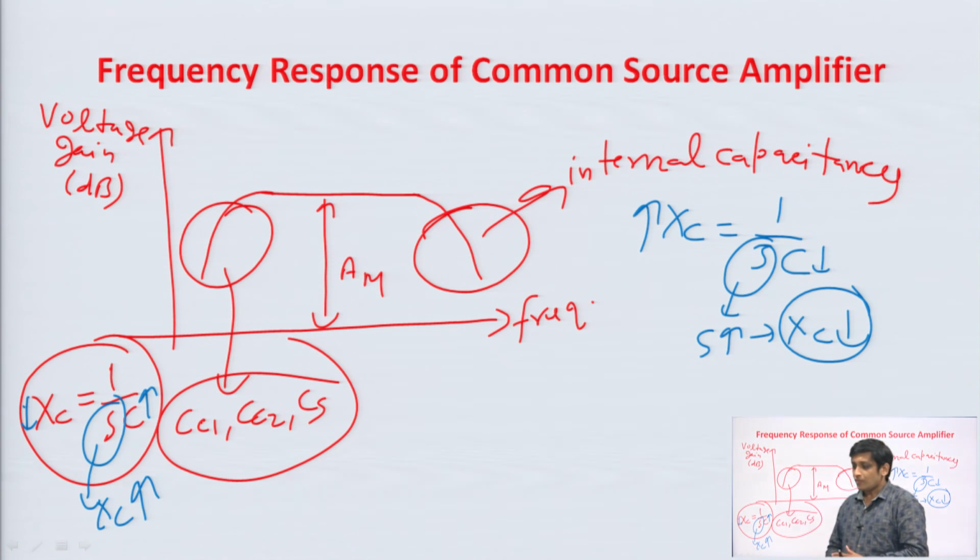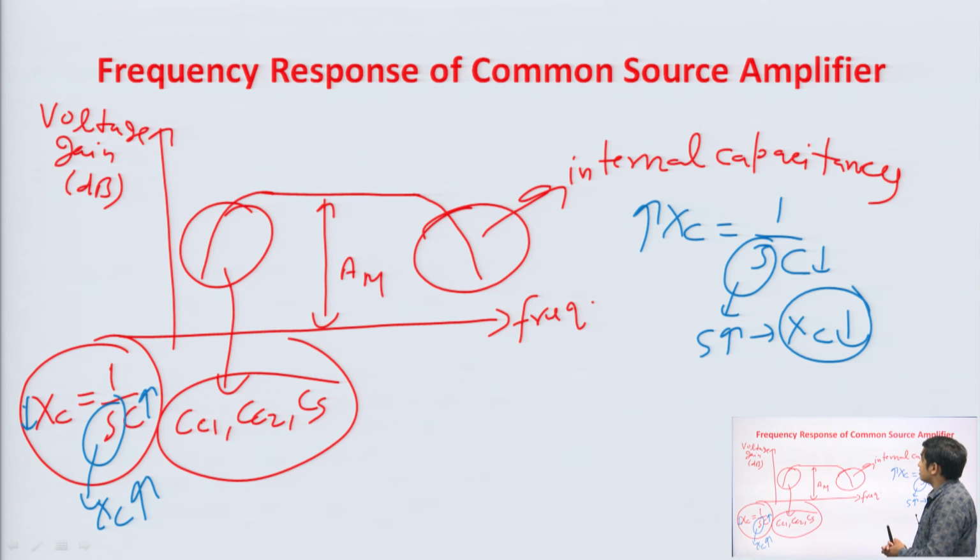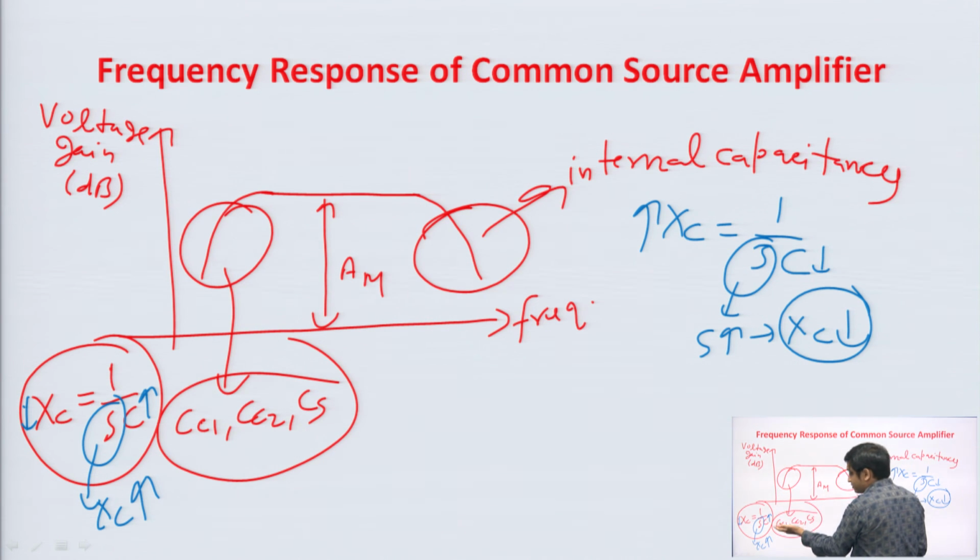So, I was discussing this frequency response of common source amplifier just to make you understand why we are interested in capacitors. We have seen that due to internal capacitances the gain is reducing at the high frequency, and due to external capacitors the gain is reducing at the low frequencies.